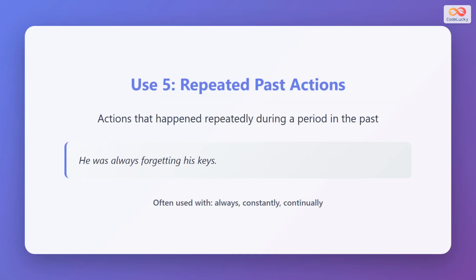The fifth use describes actions that happened repeatedly during a period in the past. For example, he was always forgetting his keys. This shows a habitual action that occurred multiple times. We often use this structure with words like always, constantly, or continually to emphasize the repetition of the action.